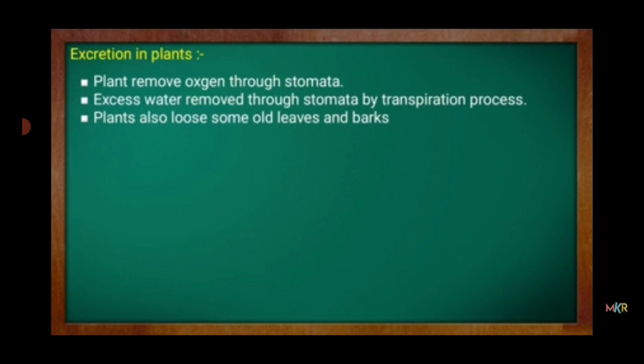Excretion in plants. Oxygen is a waste of plants which is released during photosynthesis. Transpiration removes excess water from the plants. Fallen leaves also contain plant waste. Plants also release their waste in the soil near them. Waste products may be stored in leaves that fall off from the tree.